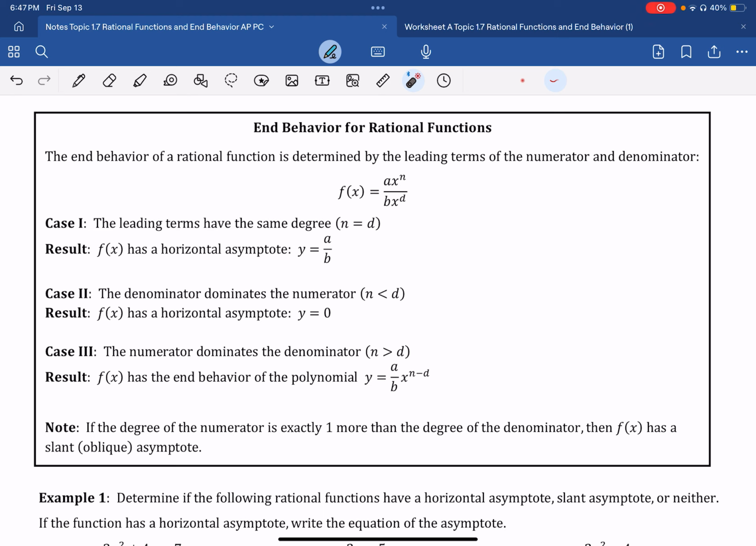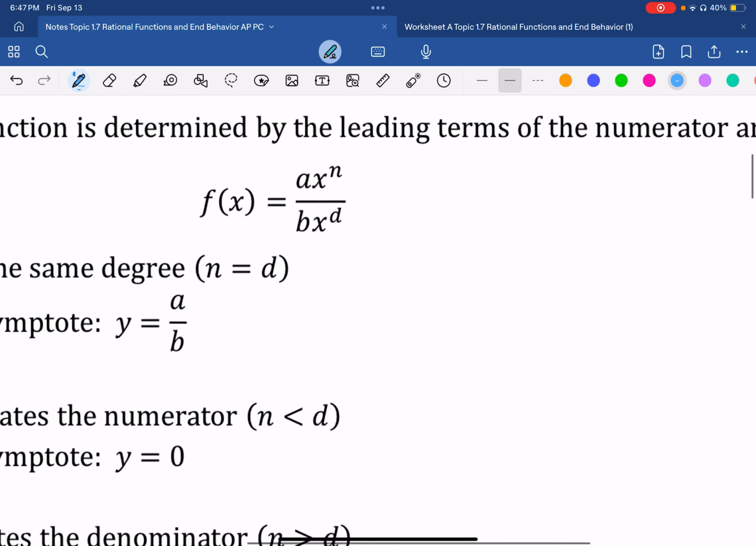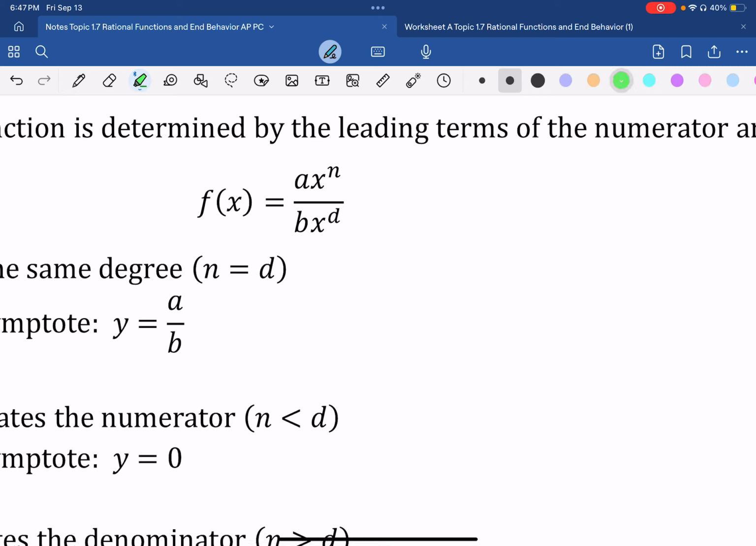Okay, so today will be a little bit different because we're not just dealing with one polynomial, but rather the division of two polynomials. So there's 3 different cases. Here we have f of x, and just as an example, we have a times x to the power of n divided by b times x to the power of d. So a and b here are going to be your leading coefficients for the numerator and the denominator, and then n and d are your degrees. Another word for degree is exponent.